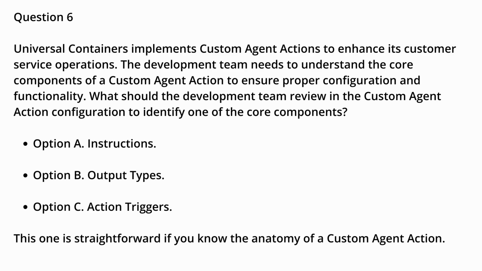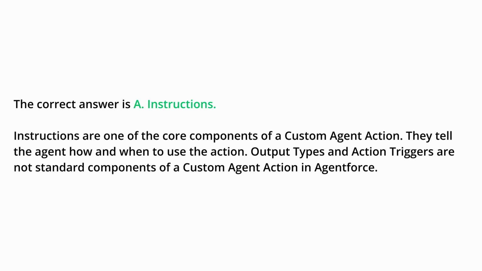Option A, instructions. Option B, output types. Option C, action triggers. This one is straightforward if you know the anatomy of a custom agent action. The correct answer is A, instructions. Instructions are one of the core components of a custom agent action. They tell the agent how and when to use the action. Output types and action triggers are not standard components of a custom agent action in Agentforce.